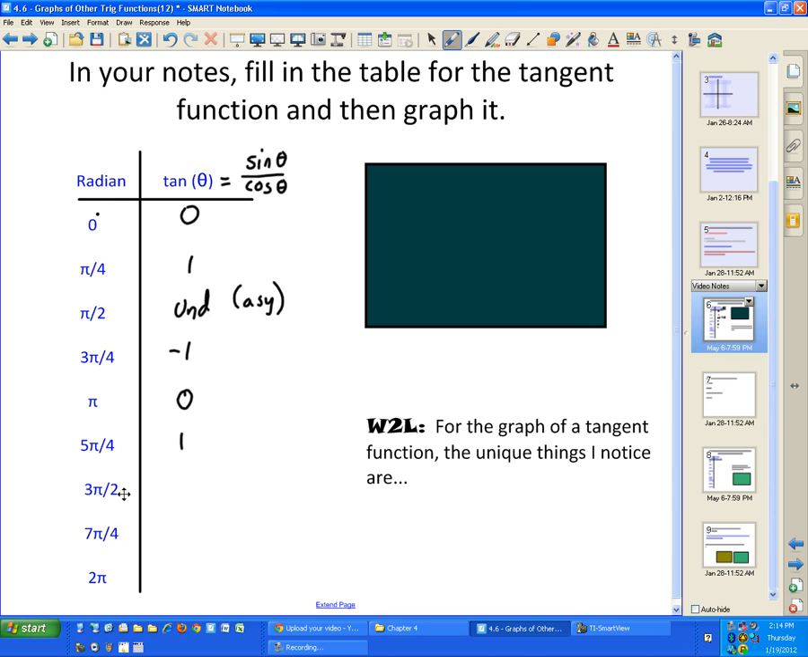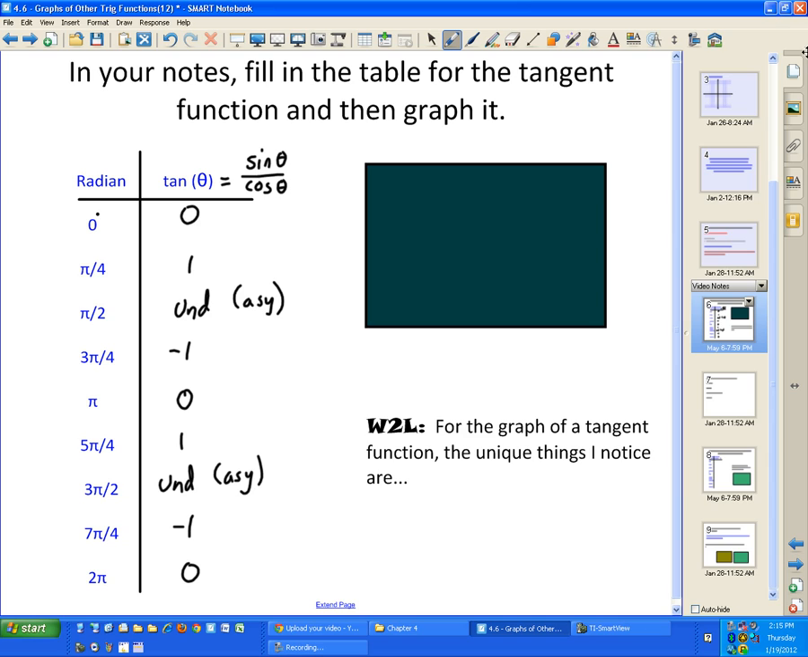And then at 3 pi over 2, I have a negative 1 for sine, but a 0 for cosine, so again, another undefined, and an asymptote. And so then at 7 pi over 4, sine is a negative root 2 over 2, and cosine is root 2 over 2, so that's a negative 1. And at 2 pi, I'm at 0 for sine and 1 for cosine, so I'm at 0.